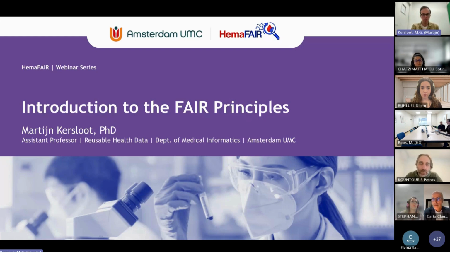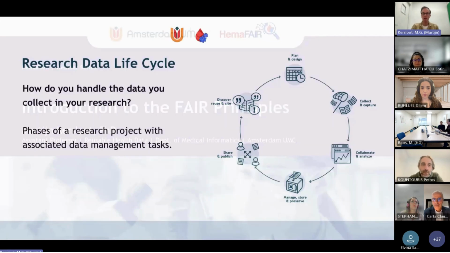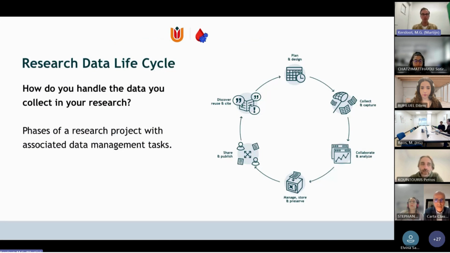But maybe before I do that, let's take one step back and look at the way that you do research. So probably if you do research, you do research according to a few steps. And these steps can be summarized in the research data life cycle. It's a life cycle describing all the phases of a research project with the associated data management tasks. They basically describe how you handle the data that you collect in your research project.